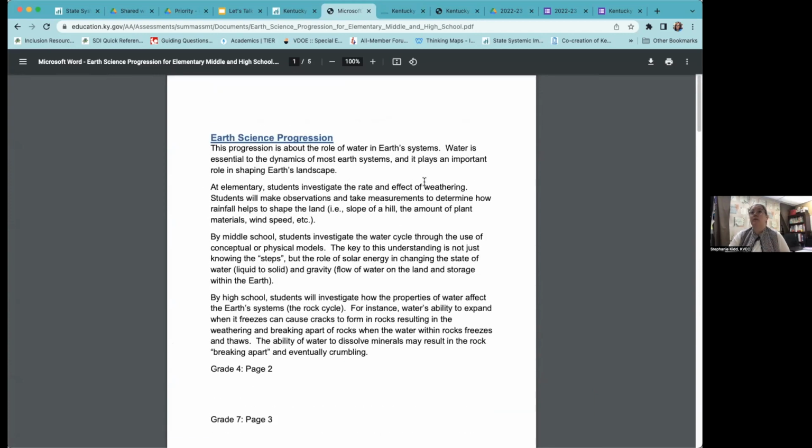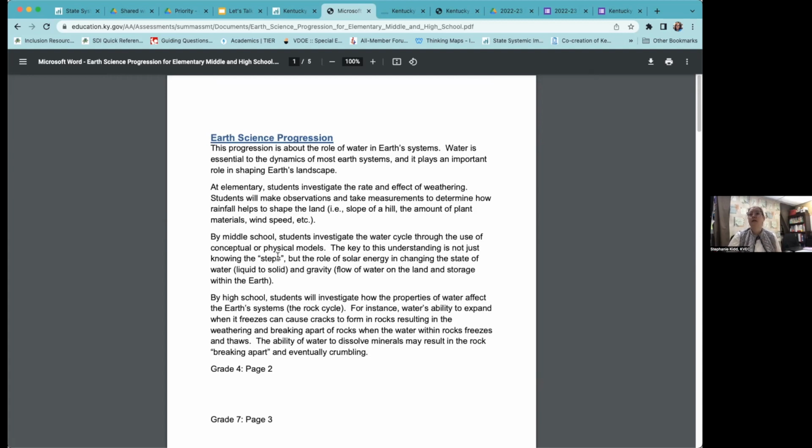So at elementary school, when we're talking about weathering, we're going to be looking at just making observations. We're going to be taking some measurements about the rainfall, those kind of things, the shapes of the land, how much is eroded. And then by middle school, we're going to be investigating that water cycle through the use of the concepts of a physical model.